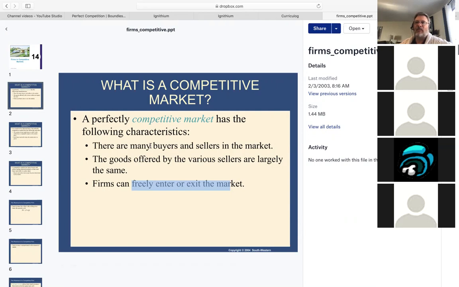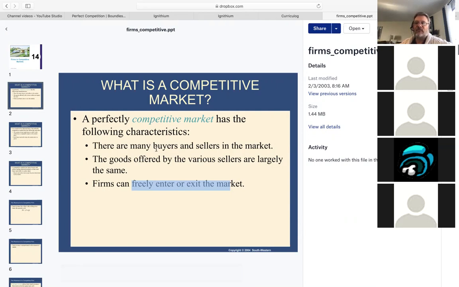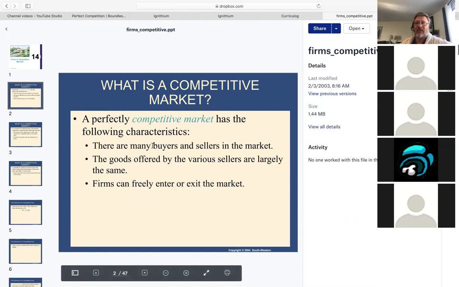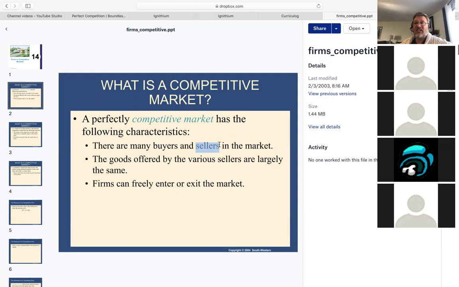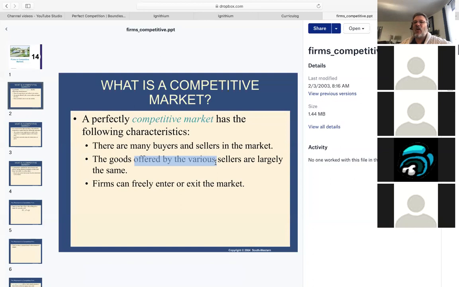And the reason, if you think about it, how many people buy oranges? I just bought apples last night at the local Target. There are lots of people, right? Lots of buyers that buy apples. How many different sellers of apples are there? Well, you can imagine there are a lot, right? And the goods are largely the same.